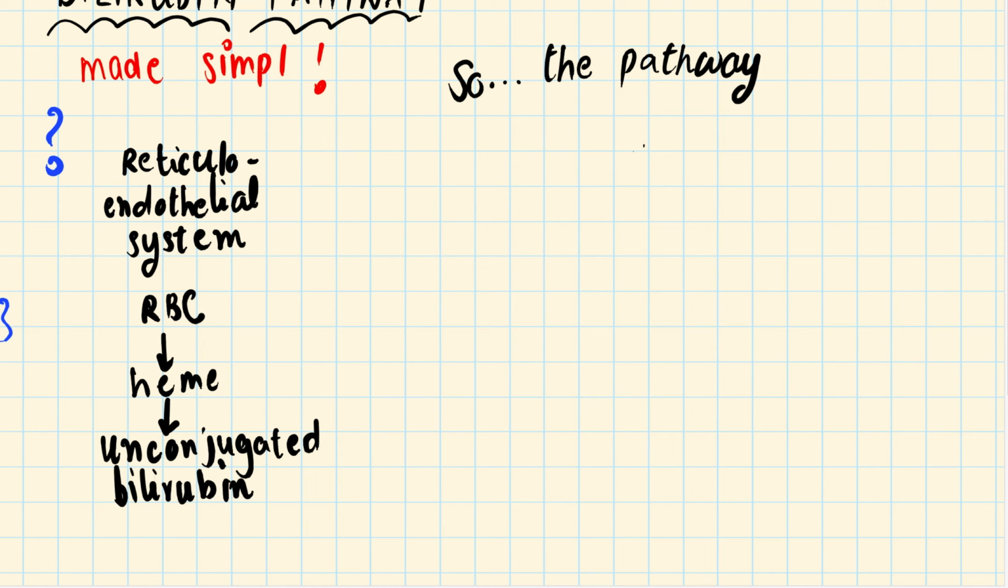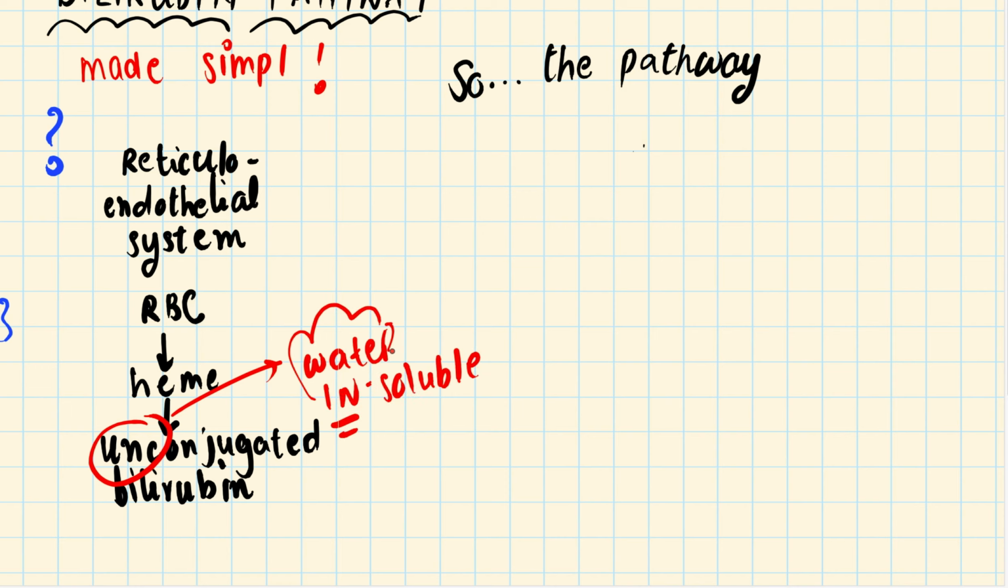Now you need to understand unconjugated, meaning water insoluble. I promise, if you understand this, all of it will become simple and you will understand bilirubin so easily. Unconjugated bilirubin is insoluble. Just think of it like that. Unconjugated bilirubin is insoluble, meaning it does not dissolve easily in water. It's water insoluble.